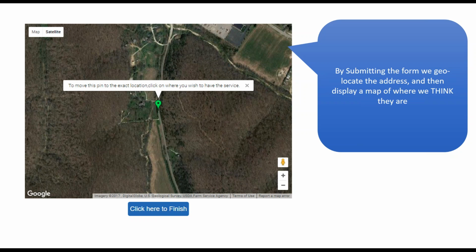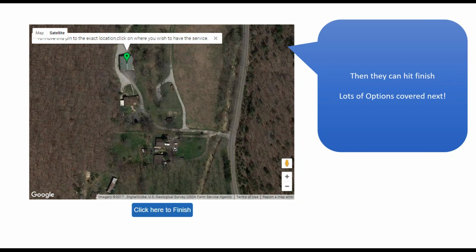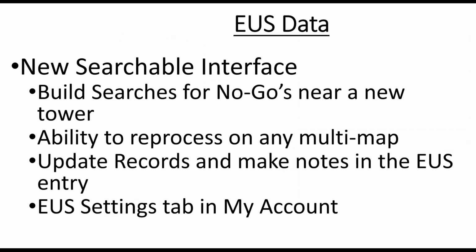Now, geolocation is not perfect. In some areas it's close, some areas it's not. So in our case, this is where it geolocated, but that's the actual service address right up there. So we give the customer the option to move this pin to the exact location where you wish to have service. So the customer, or your potential customer, can move the pin to the correct location. Now we actually have a GPS location that we can do our path analysis to. So the EUS data gives us that ability.